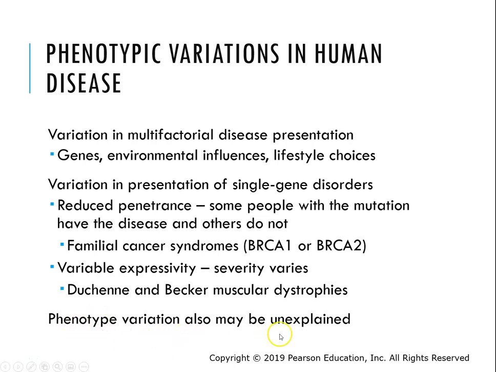And it says here, phenotype variation may also be unexplained. Like I said in the beginning, we know there's phenotypic variation. That's just a known thing. A lot of times we don't really know exactly why. So I just gave you some examples of this here.